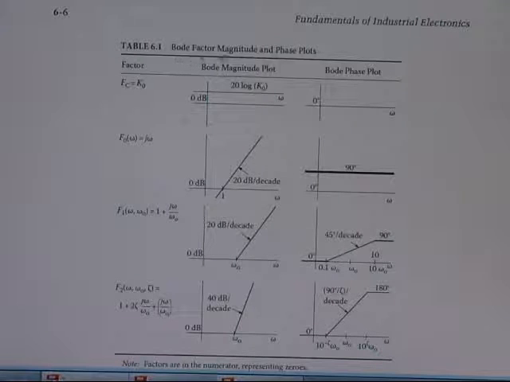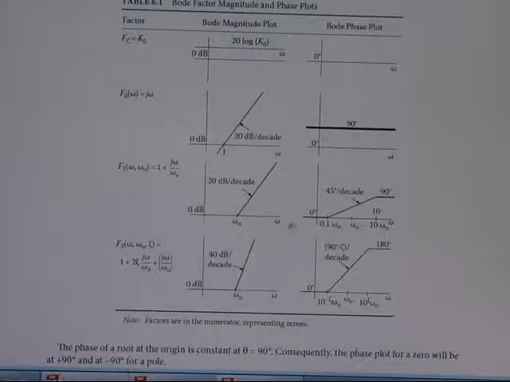This will be the magnitude and the phase plot. Depending on FC and SO, we can draw both the magnitude plot and the phase plot.